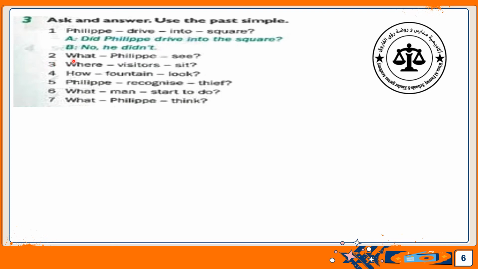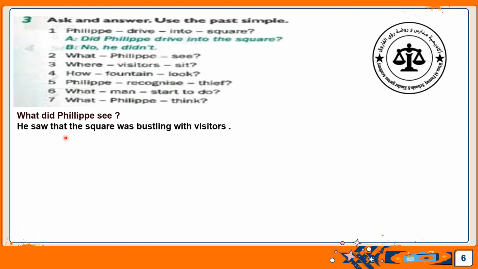Number 2, let's make a question. What Philip see? What do you think? Excellent. What did Philip see? Did with infinitive verb see. What did he see? The answer should be in the simple past. He saw that the square was bustling with visitors. Excellent. Number 3, where visitors sit.